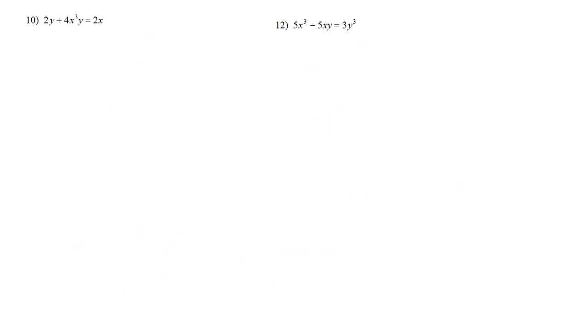All right, continuing on with 10 and 12. In these examples, we have terms that have both x and y in them, and we're going to have to use the product rule in order to differentiate these. So let's take a look with number 10 here. The derivative of the first term, the derivative of 2y with respect to x, is going to be 2. And again, we need a dy/dx there.